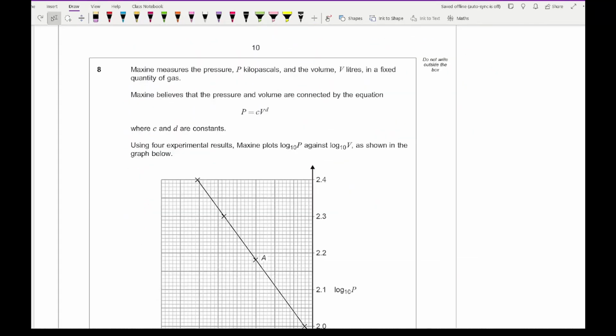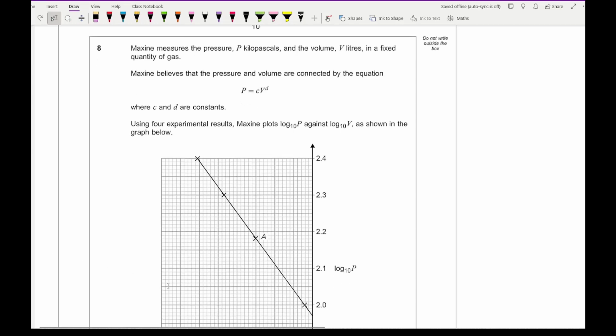Then moving on to question 8, it says Maxine measures the pressure P in kilopascals and the volume V in litres of a fixed quantity of gas. Maxine believes that the pressure and the volume are connected by the equation P equals CV to the power of D, where C and D are constants. Using 4 experimental results, Maxine plots log 10 P against log 10 V as shown in the graph below.